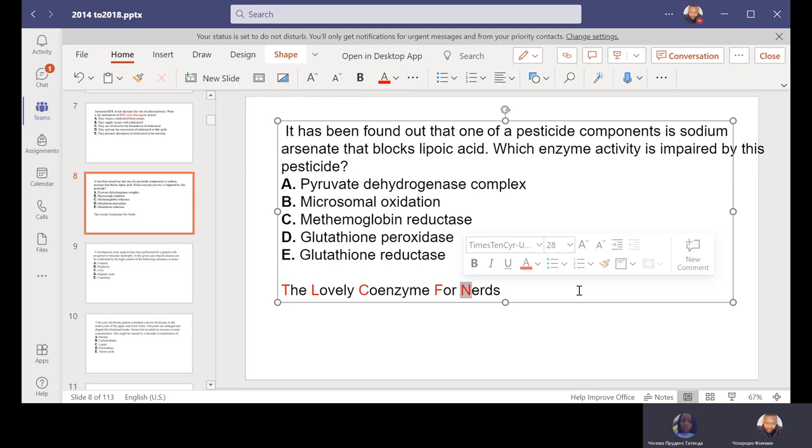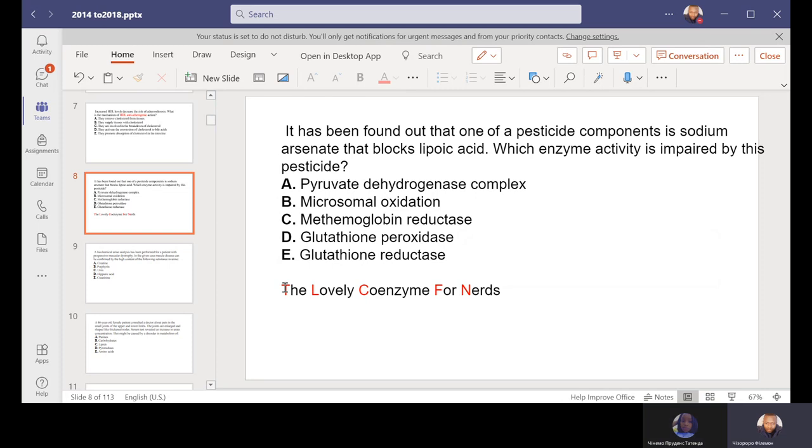And I told you about it, conversion of what? Pyruvate to acetyl coenzyme A. Right. So these are the core enzymes, right? T for thiamine. L for lipoic acid. C is coenzyme A, that's vitamin B5. F is flavins, right? Riboflavin, vitamin B2, and N is niacin or nicotinamide. It's vitamin B3.